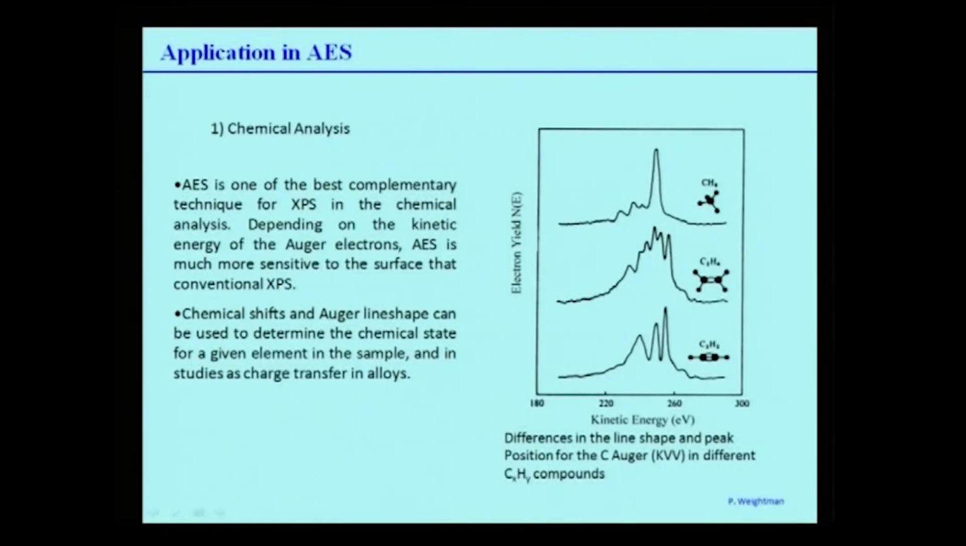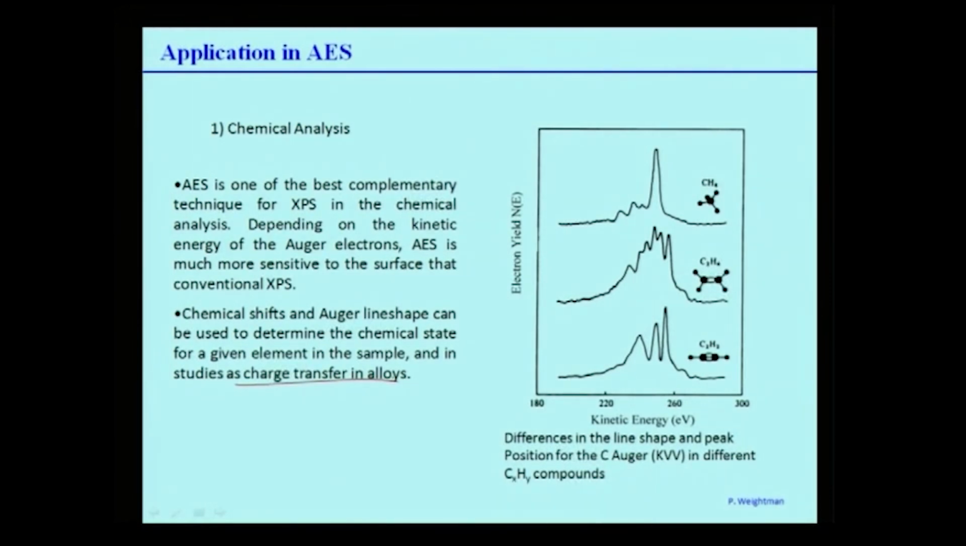We have already discussed chemical analysis by using XPS, or X-ray photoelectron spectroscopy. AES is one of the best complementary techniques for XPS in chemical analysis. Depending on the kinetic energy of the Auger electrons, AES is more sensitive to the surface than XPS. It also gives us chemical shifts depending on the ionic state of the element present. Auger spectra can be used to determine the chemical state of a given element in a sample, and in studies of the charge transfer in alloys. This is very important. One can actually study the charge transfer in alloys.